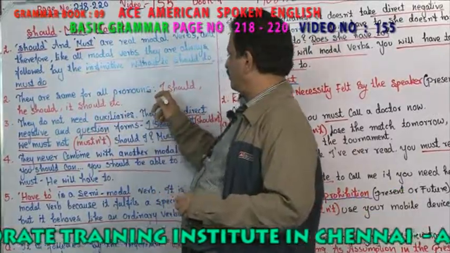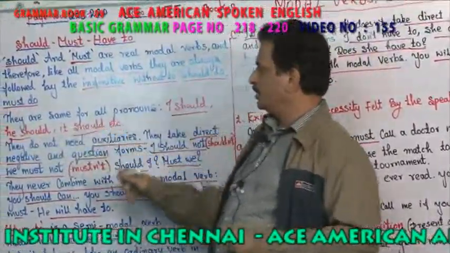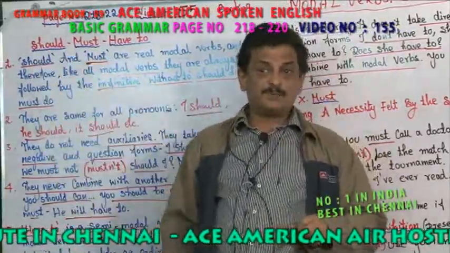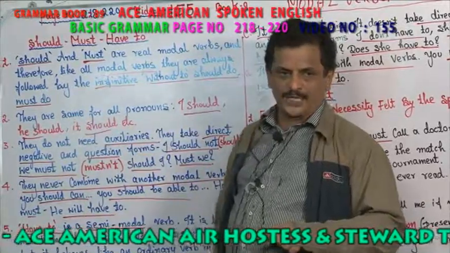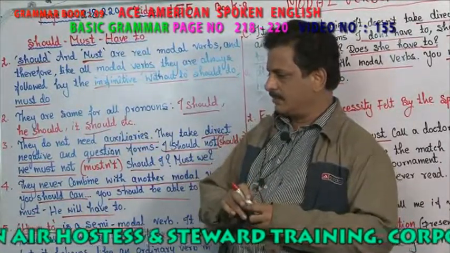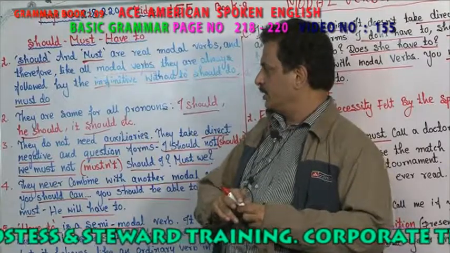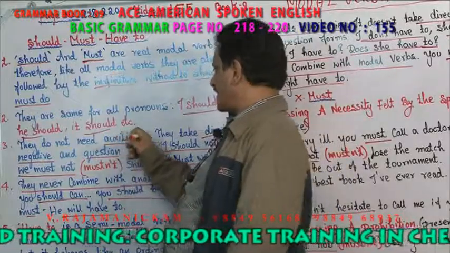They are the same for all pronouns. I should. He should. It should. You don't say he shoulds. When he speaks, you add s, isn't it? You should not add that with the modal verbs. It is common for all the pronouns, whether it is he or Ram or I or we. You have to use only should. There is no shoulds.